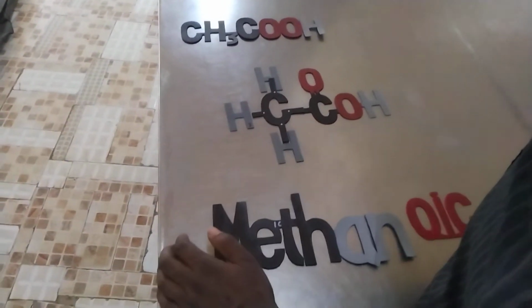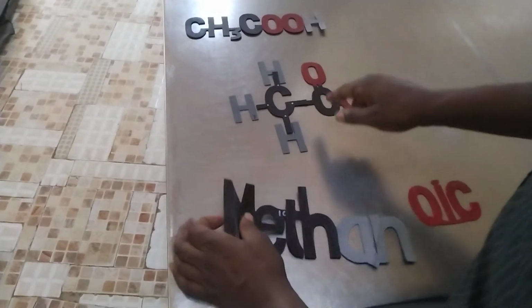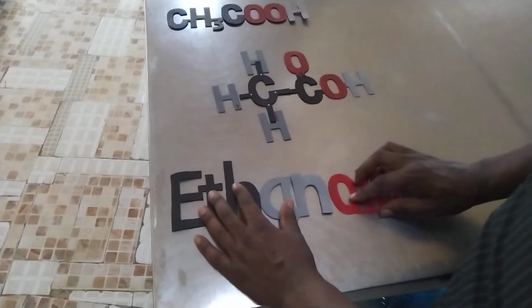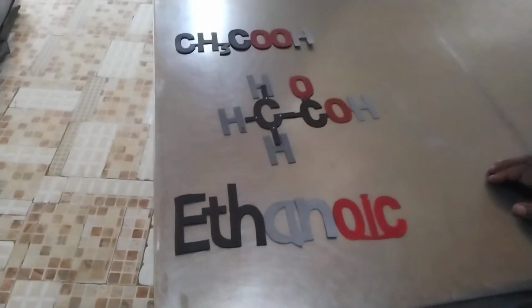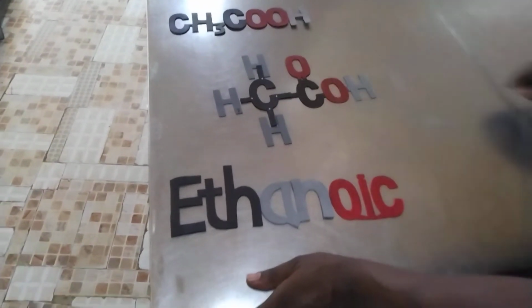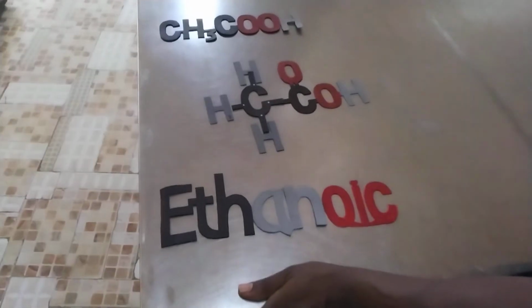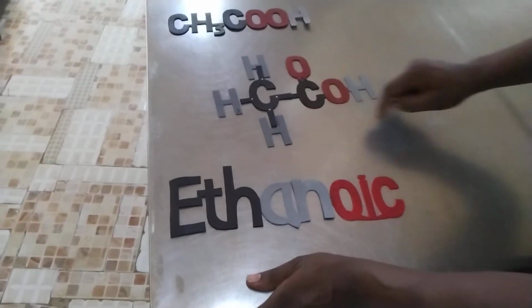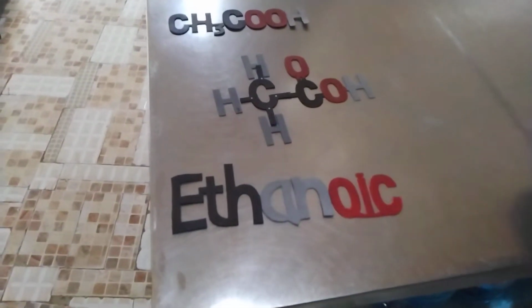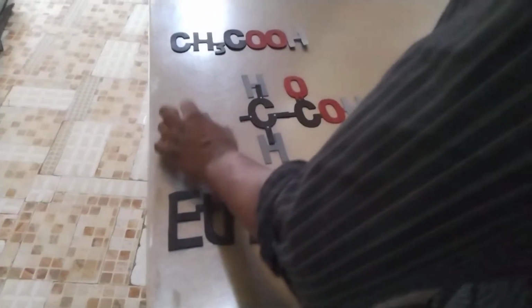Now, because the number of carbon atoms is increased, it becomes "eth". Eth means 2. So this molecule here is ethanoic acid. As you see, we still have the carboxylate group. We say that every carboxylic or alkanoic acid must have this group here. So this is an ethanoic acid. Eth means 2 carbons.